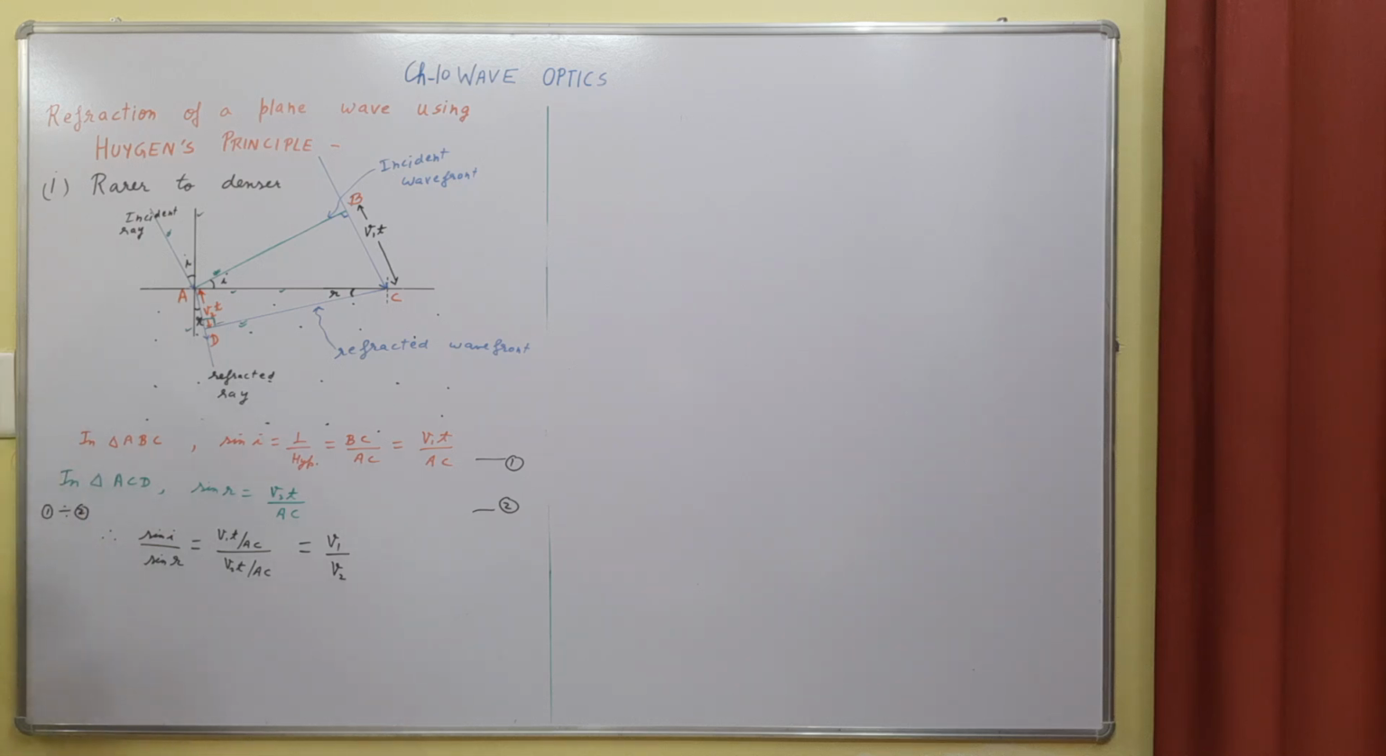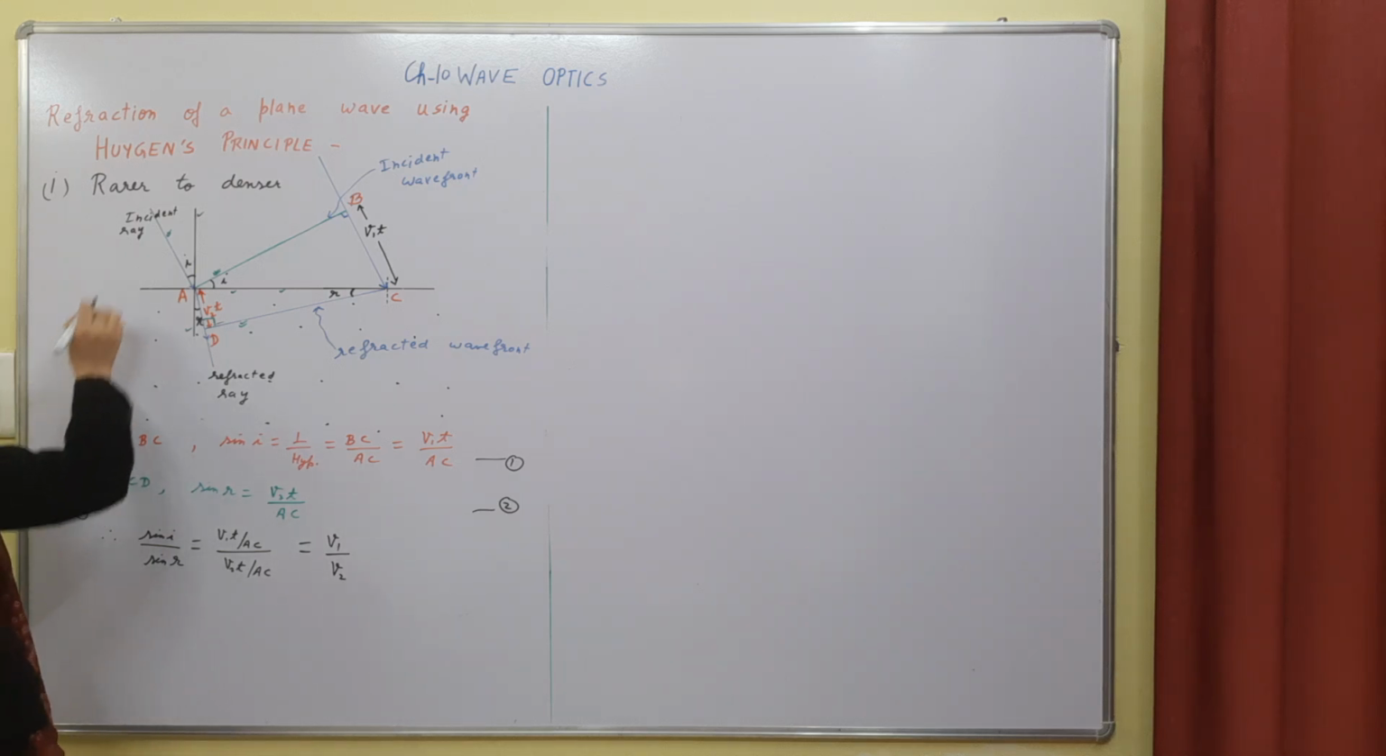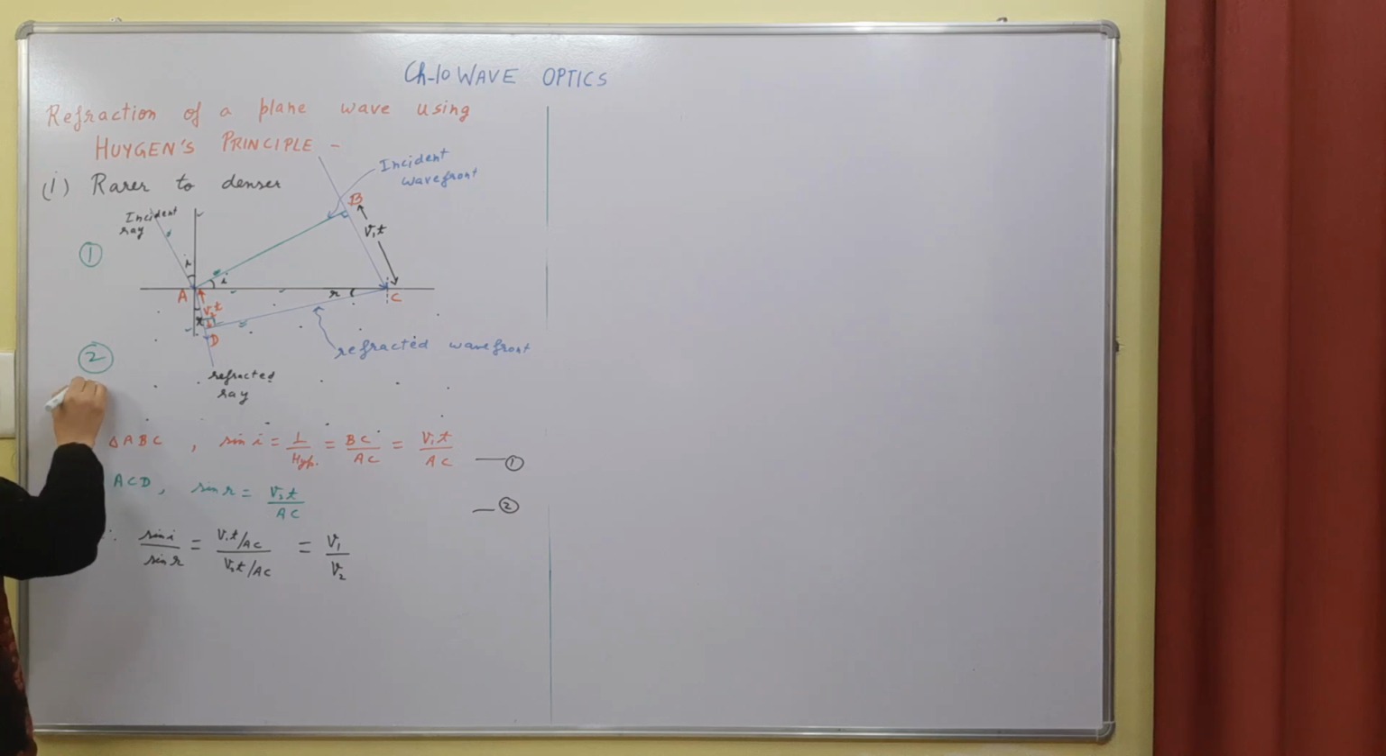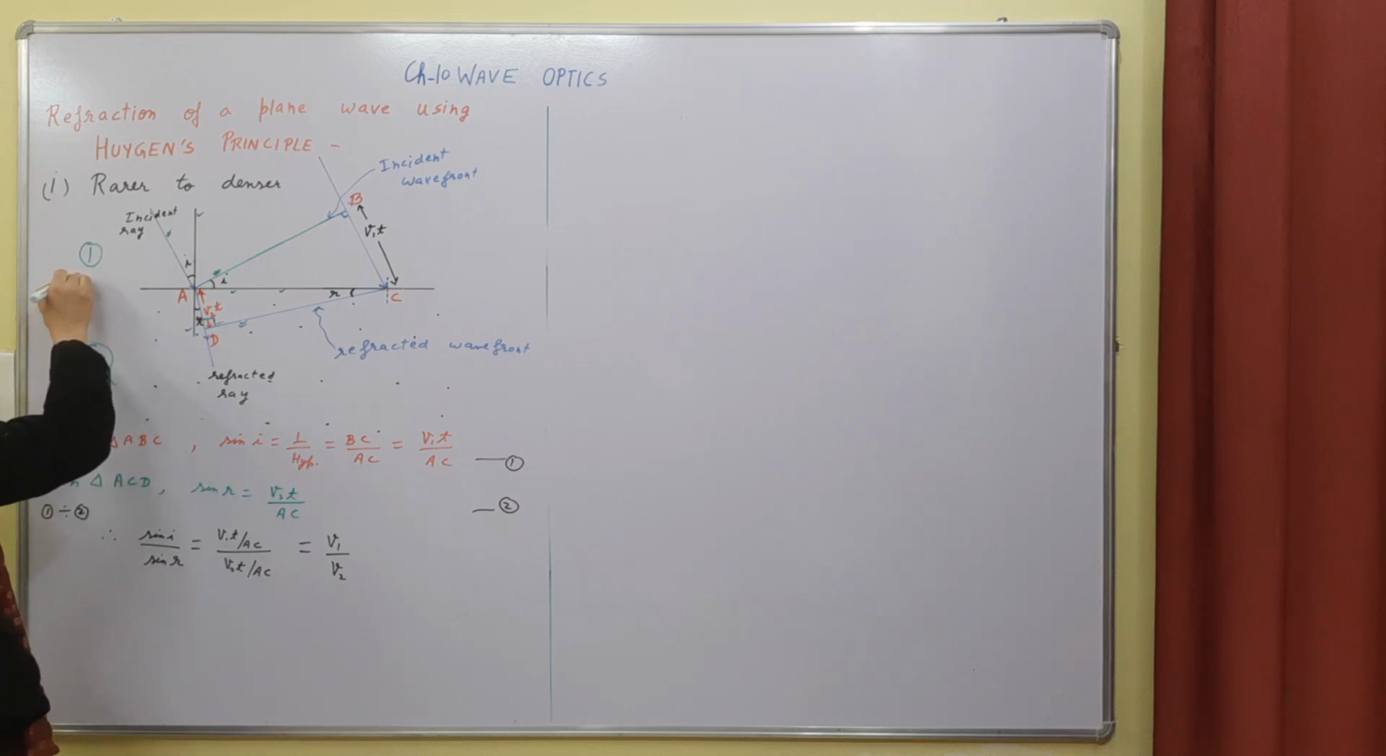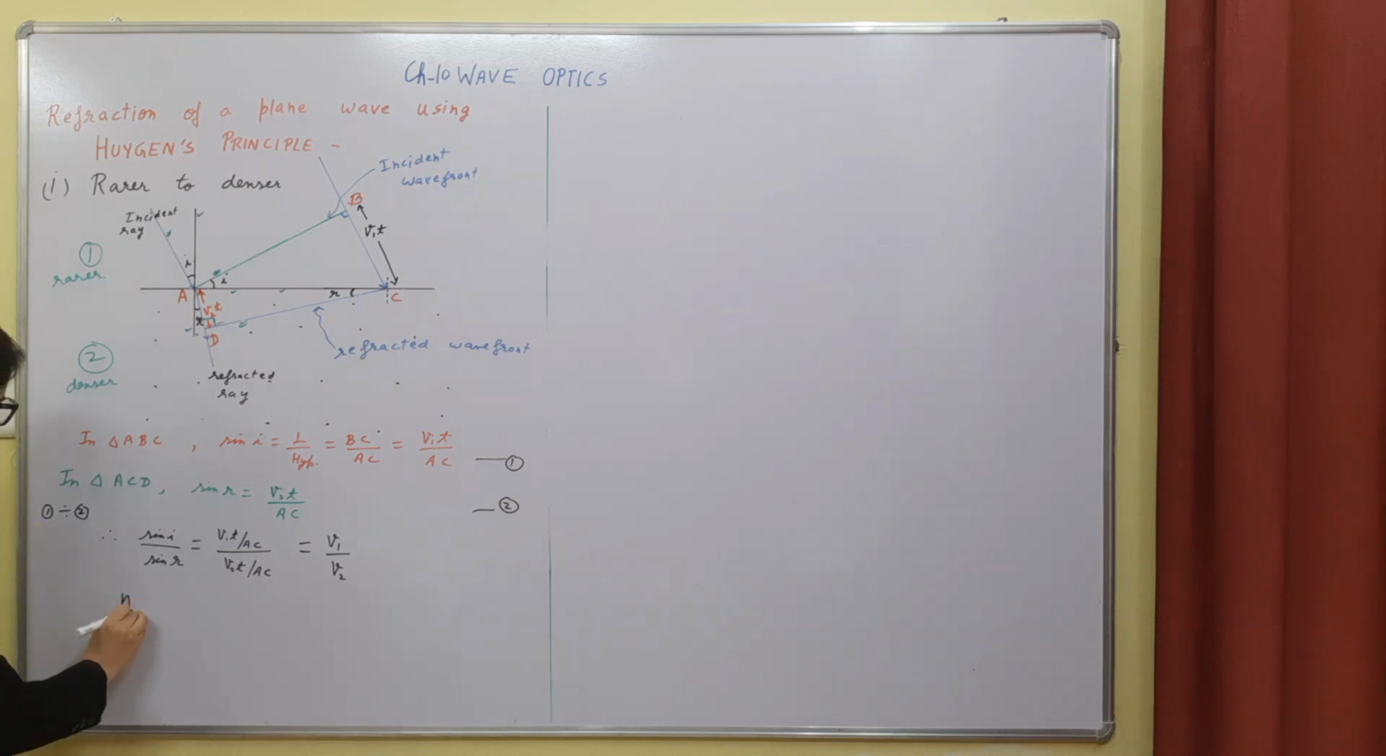Now let's find a relation between refractive indices. If this is our medium 2, this is medium 1, this is denser, this is rarer. So we can write the refractive index of medium 1 with respect to air, and the refractive index of medium 2 with respect to air. This will give speed of light in air upon speed of light in this medium. Similarly, this can also be written as speed of light in air upon speed of light in this medium.